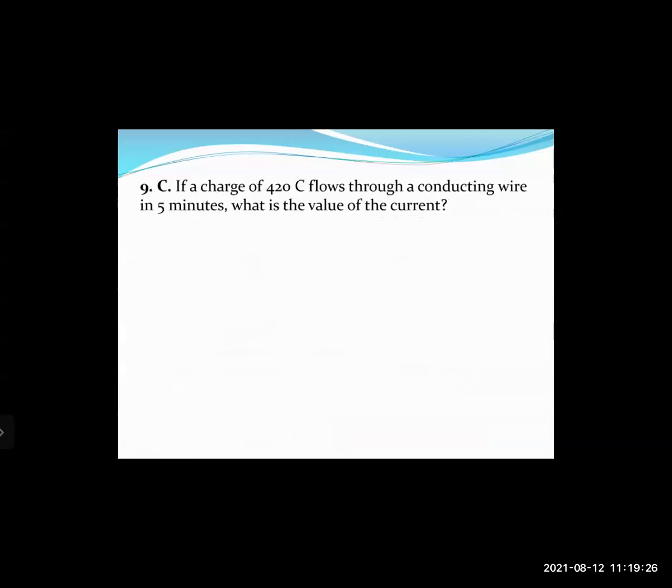Then look at the next question. If a charge of 420 coulombs flows through a conducting wire in 5 minutes, what is the value of the current? What do we have given? First of all, we have to calculate the current I. Then we are given Q, the charge, which is 420 coulombs. Then the next thing is time. Time is given as 5 minutes. So we'll convert it into seconds, 5 into 60 seconds.